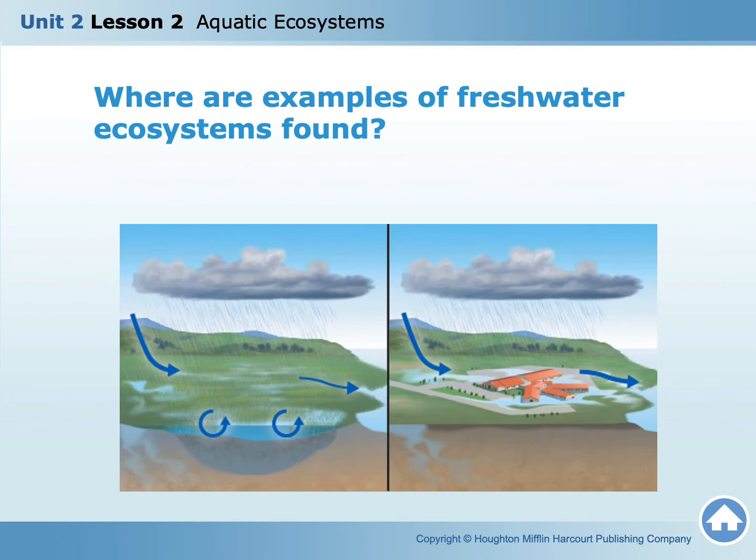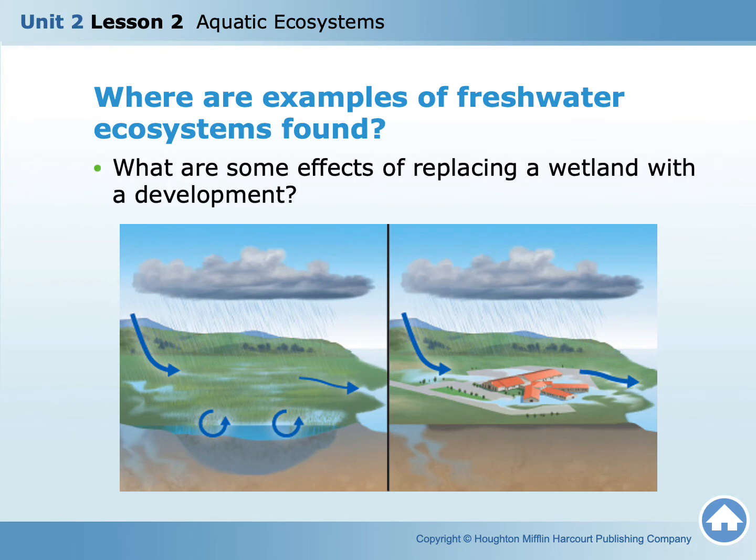So if you have a wetland, you can see there on the picture that it kind of has an underground little lake. So you never want to build on a wetland because if you do, that's going to flood quite a bit, as you can see. So what are some of the effects of replacing a wetland with a development? Well, it could sink because of all that wet soil. Things could end up sinking. You'll get flooded constantly. So you don't really want to build a housing development on a wetland or a swamp.